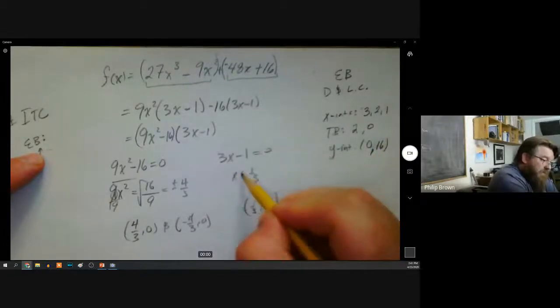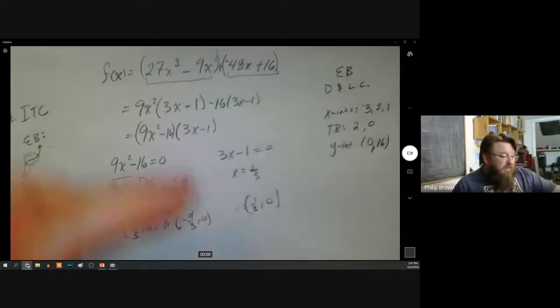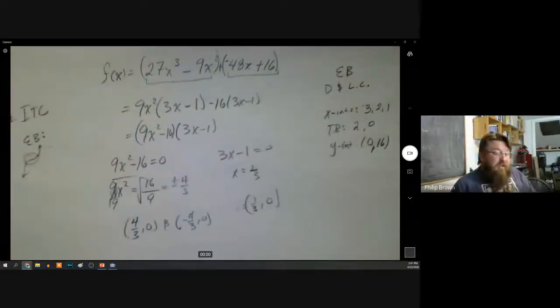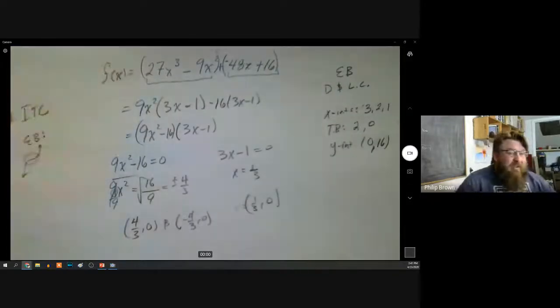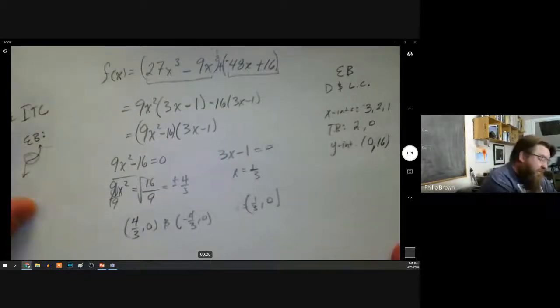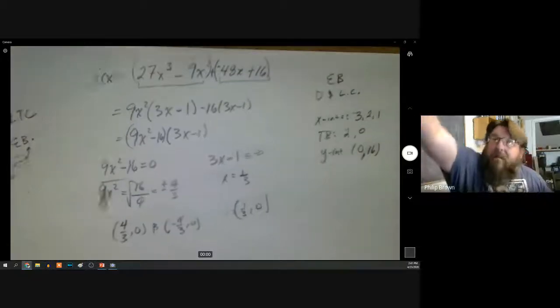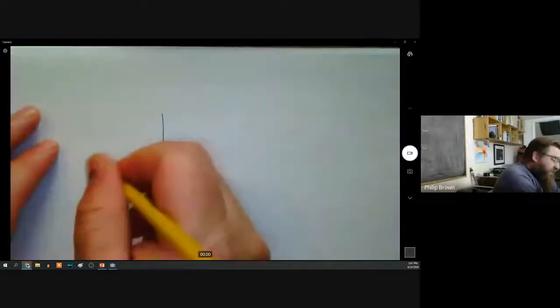How are we doing on that? Good? I think you guys are okay with that. I believe for you guys, the most difficult part is seeing something like this and knowing that you're going to try to use factor by grouping. Yeah. Okay, so there are our 3 x-intercepts. Let me get another piece of paper. Oh, there was a fresh one right underneath. That's the last one. So our 3 x-intercepts right there.